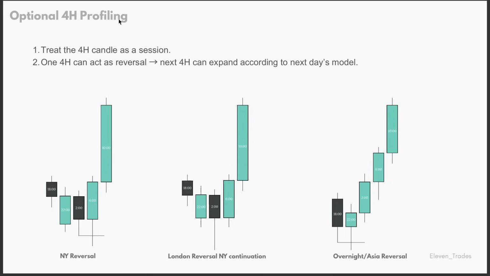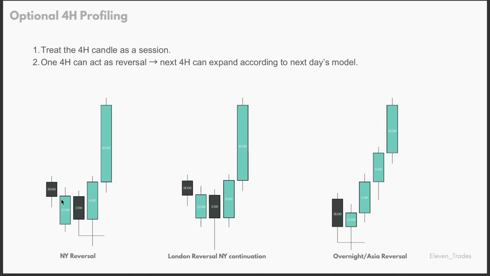Now for our profiling, which is optional, it is similar to the daily profiles. I have two video guides about this. You can check them out. It's very interesting. Now you can treat a single 4-hour candle or two 4-hour candles as a session. When one 4-hour candle acts as a reversal, the next one will expand according to the MMXM's next day model. Or you can use the T-Trace fractal model for this idea.